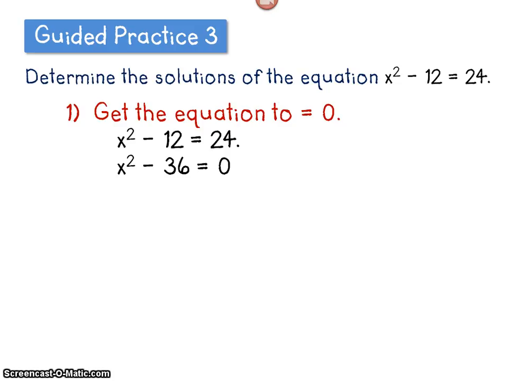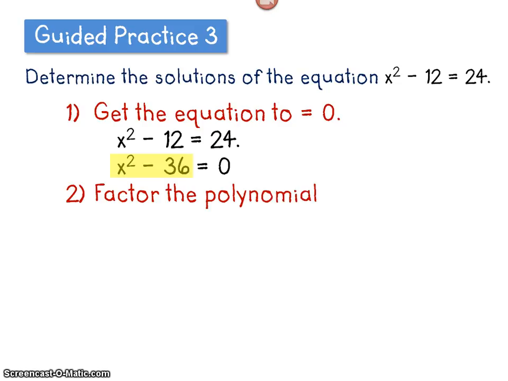It's still a quadratic equation because I have that second degree polynomial, so we need to factor the polynomial. So right now the polynomial is x squared minus 36. What do you notice about this? This is a difference of squares. So how do we factor a difference of squares? Well, we take the square root of the first term and the second term, and we set it up into two binomial factors. x plus 6 times x minus 6 equals 0.